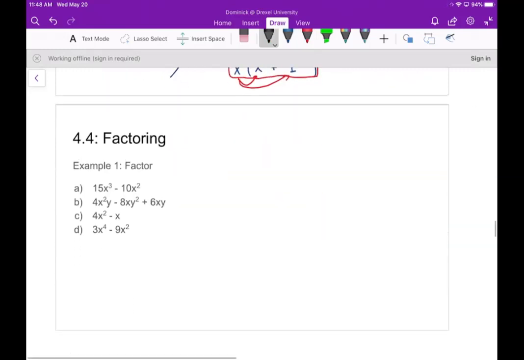Okay, so let's do a couple more examples of that. In part A here, we have 15x to the third minus 10x squared. Now let's look at our numbers out front first. We have 15 and we have 10. What can you divide each of those numbers by? Of course, you could divide them each by 5.